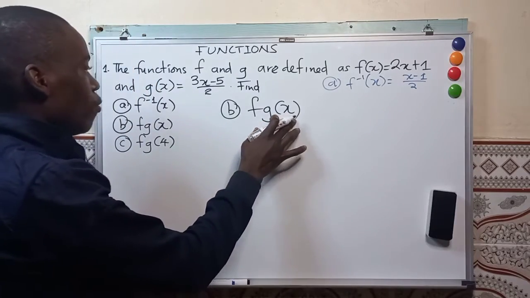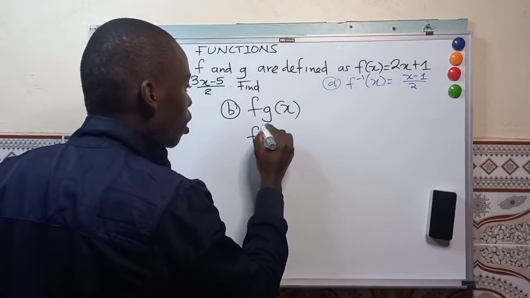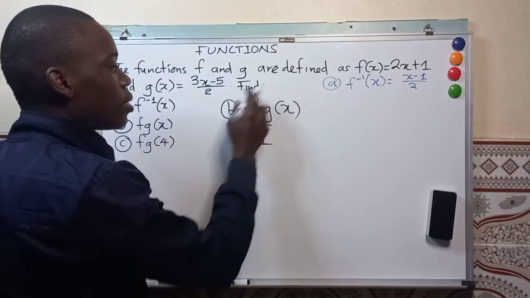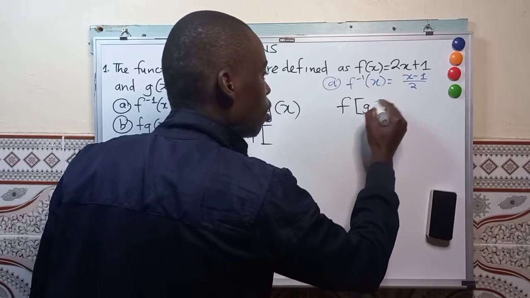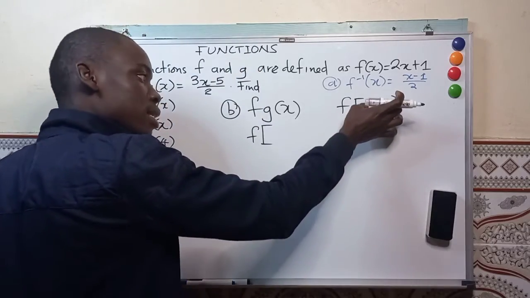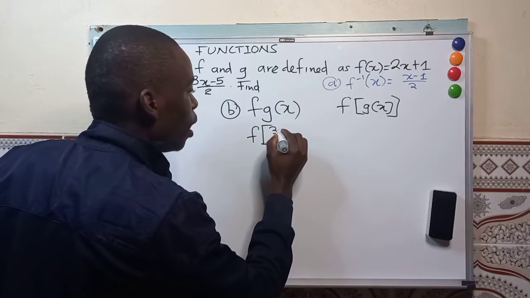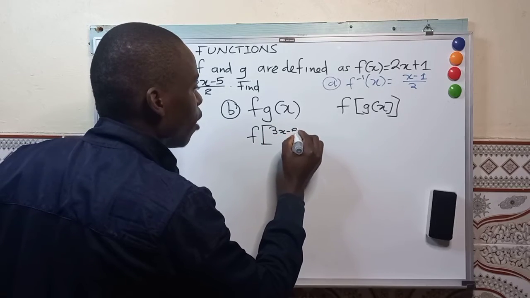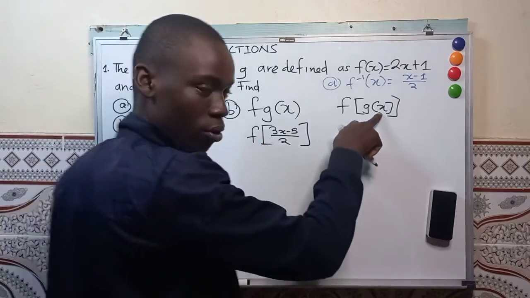What is our g of x? Our g of x is this one. So you say f of g of x, and you first start with what is inside. What is inside is our g of x, so we'll put (3x minus 5) divided by 2. This is our g of x.